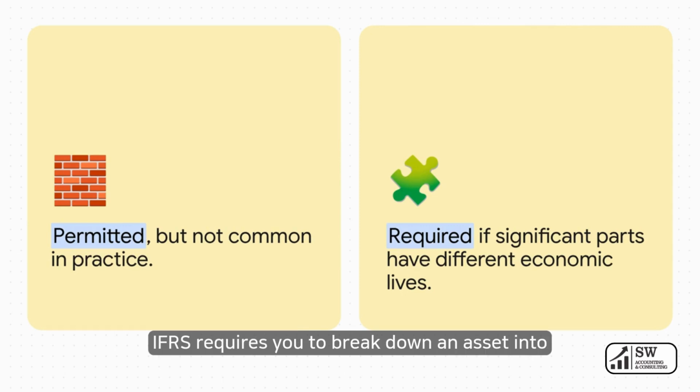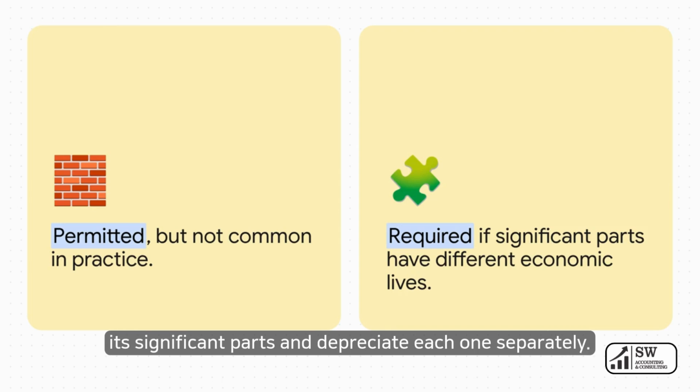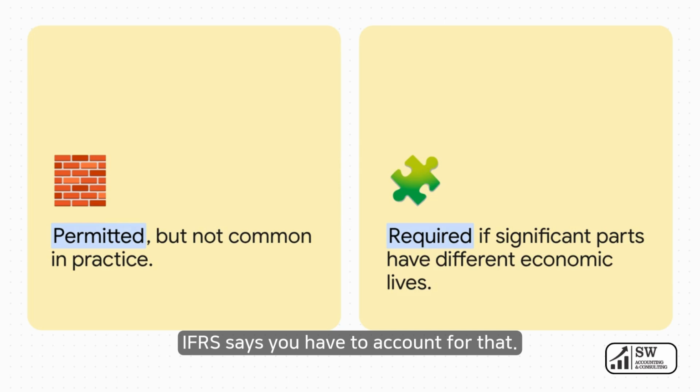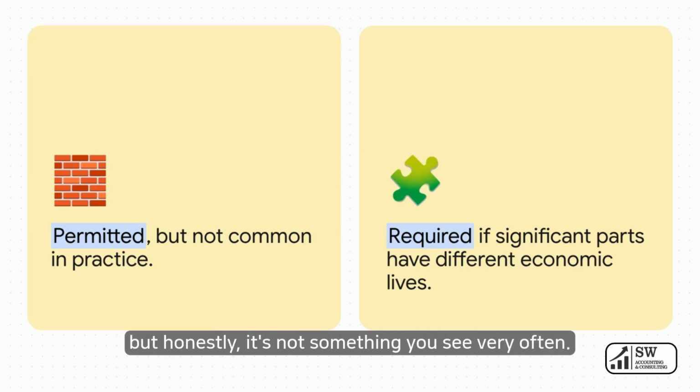This level of detail even trickles down to depreciation. IFRS requires you to break down an asset into its significant parts and depreciate each one separately. Think about an airplane. The engine doesn't last as long as the fuselage, right? IFRS says you have to account for that. Under U.S. GAAP, it's allowed, but honestly, it's not something you see very often.